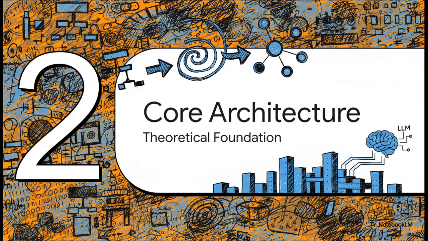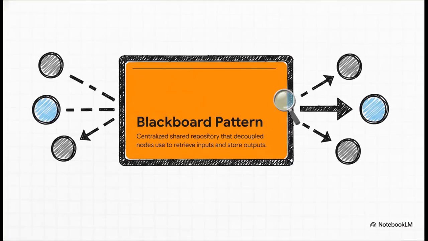Section 2. Core architecture and abstractions. Building the theoretical foundation. To make just 100 lines of code do all that heavy lifting, you need some incredibly strong computer science patterns. The first one is the blackboard or shared store pattern. Instead of passing localized payload dictionaries directly from node to node, which we all know inevitably leads to fragmented states and nasty race conditions, Pocketflow centralizes the state.